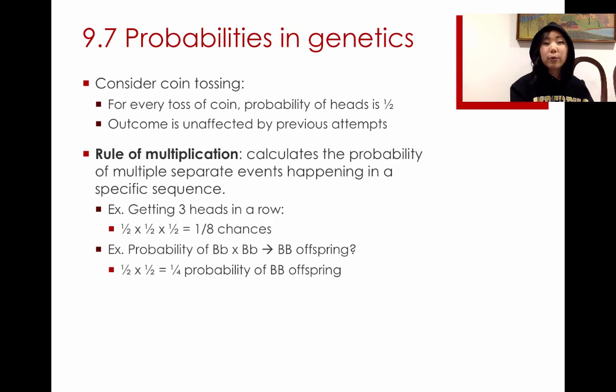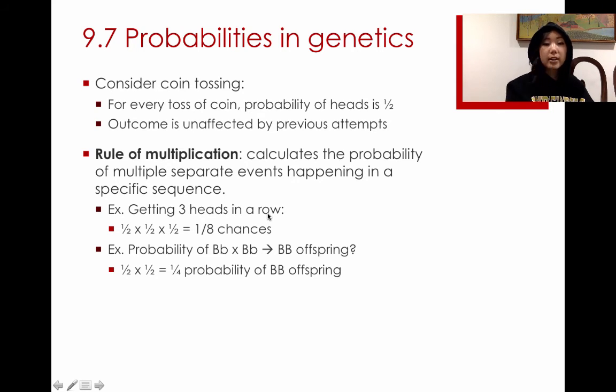There's something called the rule of multiplication, and this calculates the probability of multiple separate events happening in a very specific sequence. So if I wanted to predict getting 3 heads in a row, you would multiply each possibility of getting heads, which is 50%, 3 times. So 50% for 1 heads, multiplied by 50%, multiplied by 50%. So you have 1 in 8 chances that you'll get 3 heads in a row.